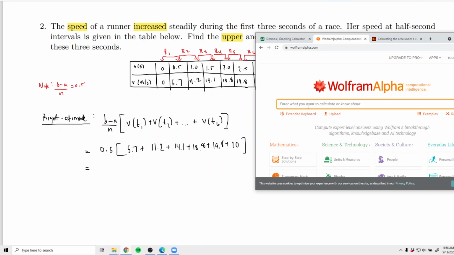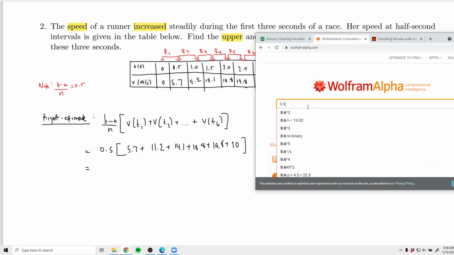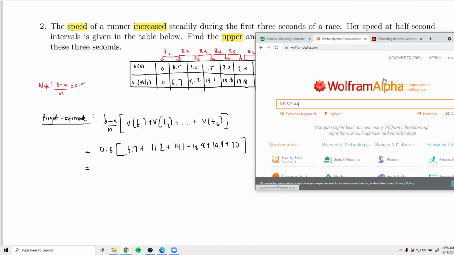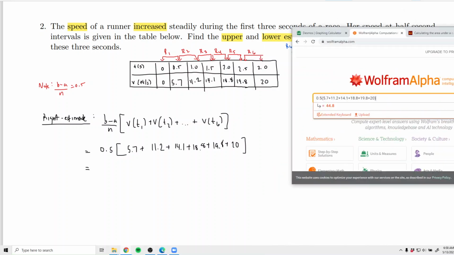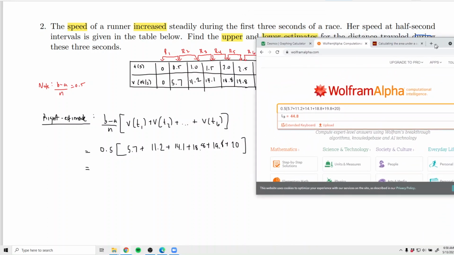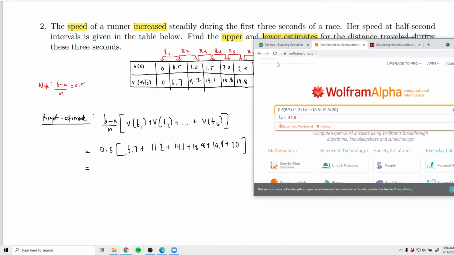So we got 0.5. And you can do this the other way, add up all the function values, which is what's inside here, and then multiply by (b minus a) over n. But because it's kind of spelled out in a table for me, I just write down the whole thing in these type of problems. 5.7 plus 11.2 plus 14.1 plus 18.8 plus 19.8 plus 20. And we get 44.8. So this is the right endpoint estimate. At this point, we don't necessarily know if it's the upper or lower, so I'm just going to keep it as the right for now, but it's 44.8.